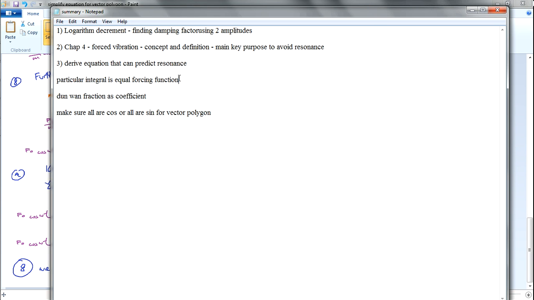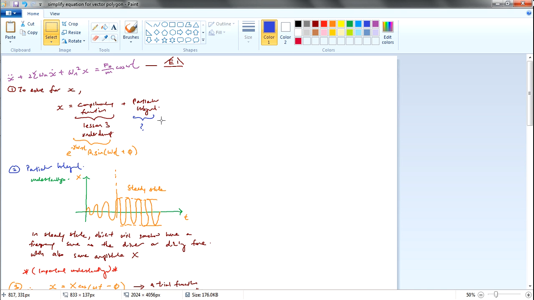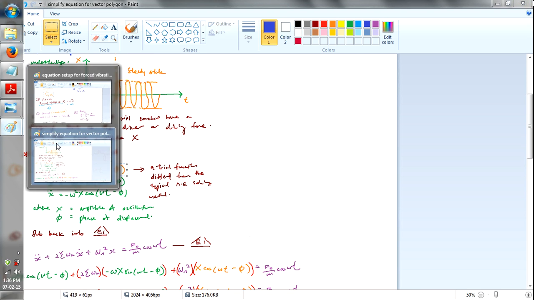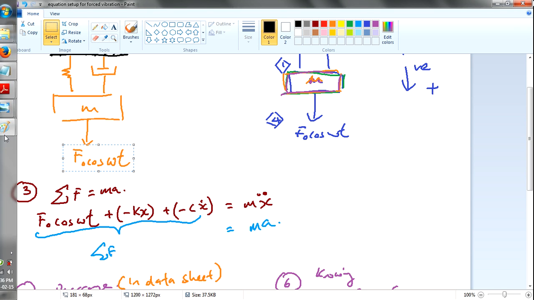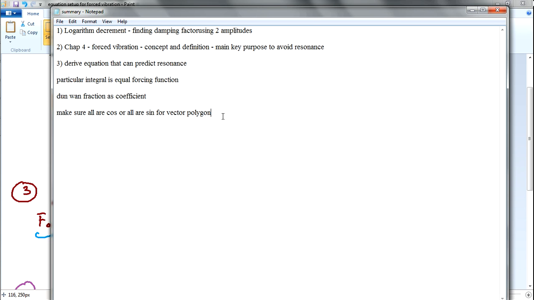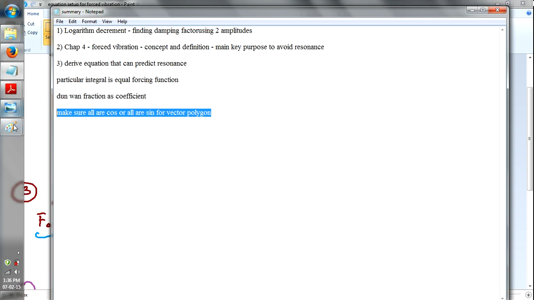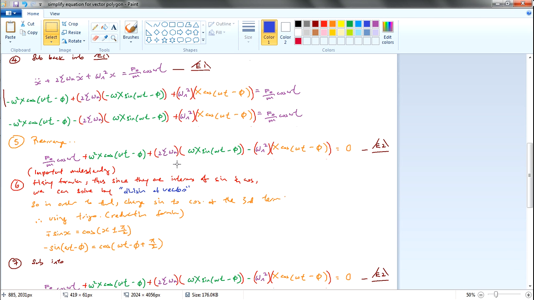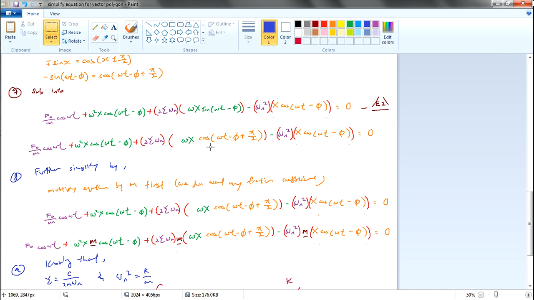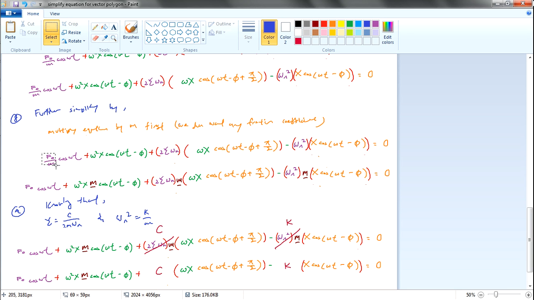So the first part, we talked about the particular integral being equal to the forcing function. This is where we started off, saying that this one is equal to our forcing function. And then we don't want any fraction as coefficient, and we make sure all are cosine or all are sine, so we don't want cosine and sine together in an equation for the vector polygon. I don't know much about vector polygon yet, so maybe I will explain later. Nonetheless, we can further simplify this whole equation because we have this fraction over here, right?